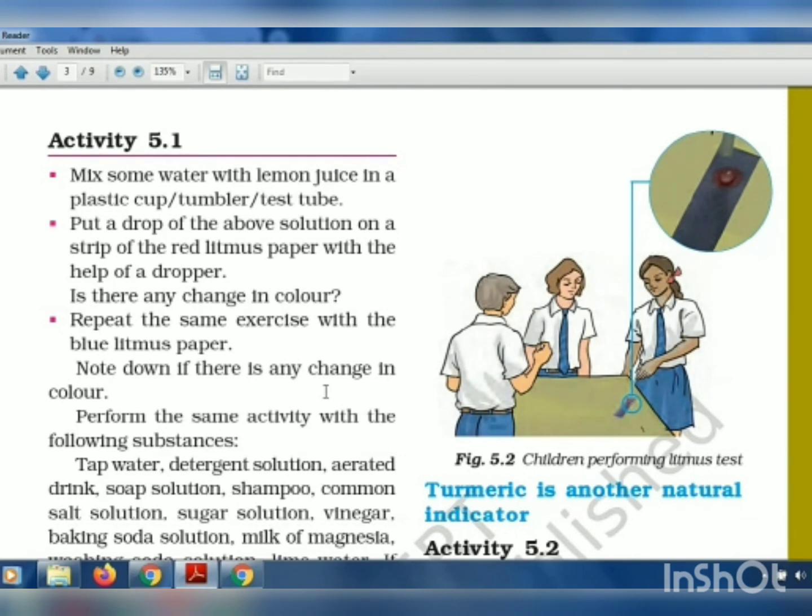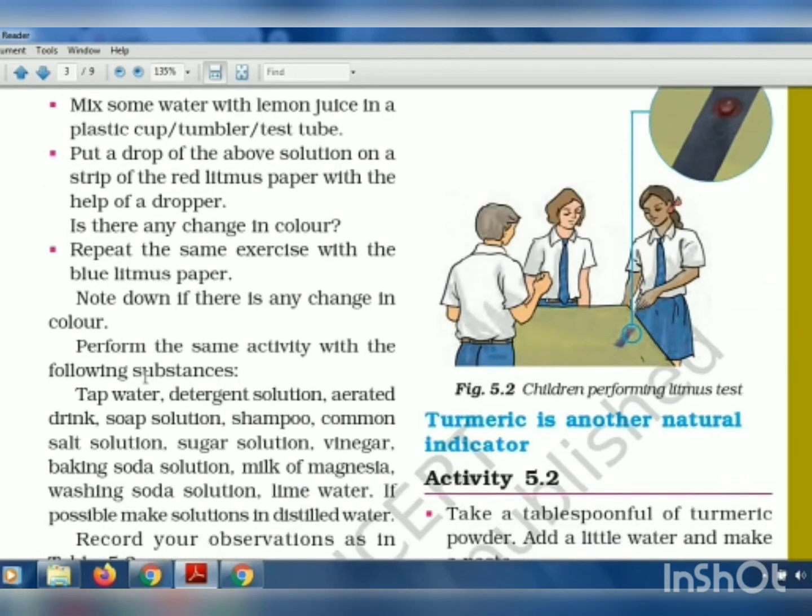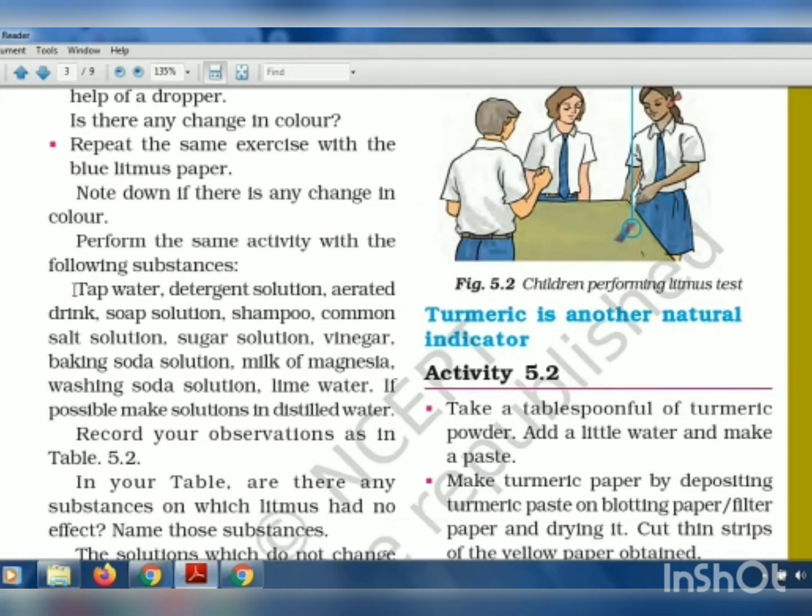Now here they have told you that you have to get litmus paper, mix some water with lemon juice in a plastic cup, and put a drop of the solution on the strip of red litmus paper. Then note down if there is any change in color. Repeat the same exercise with blue litmus paper. Similarly, you have to do it for all these different solutions. If possible, make the solutions in distilled water.